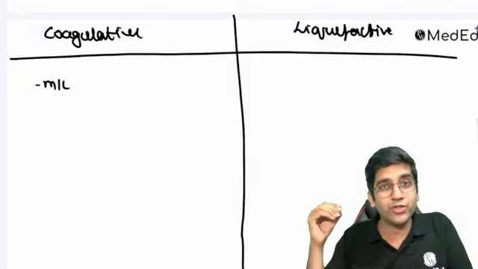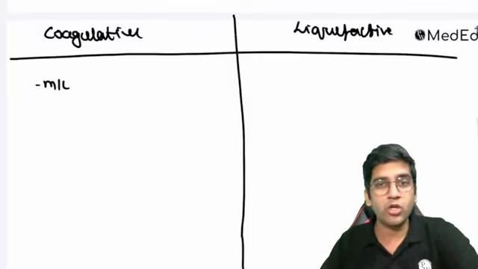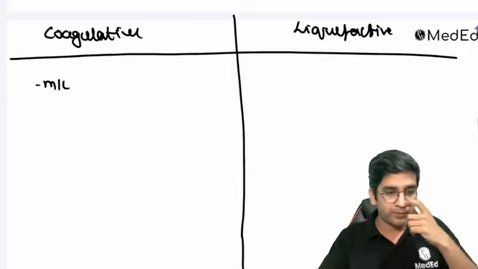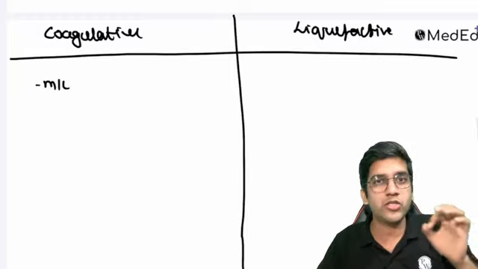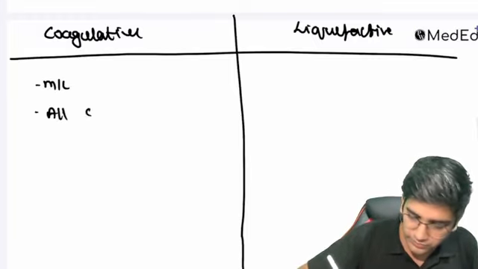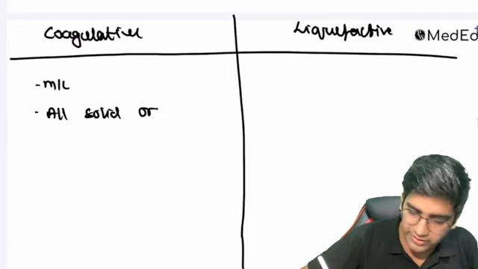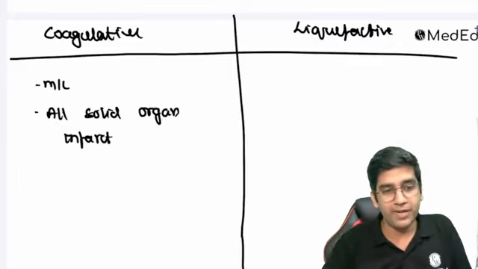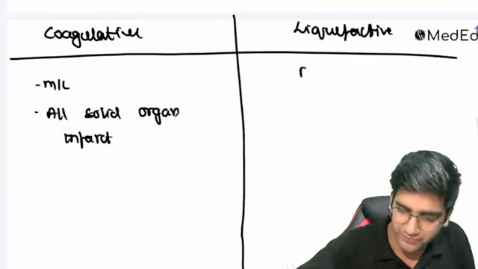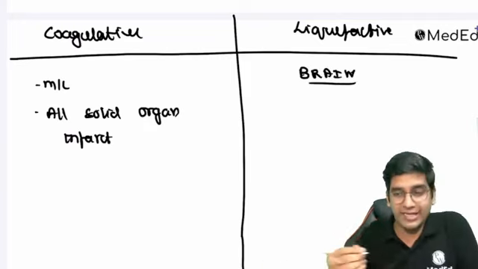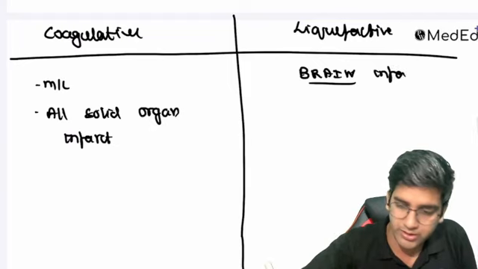You must also have read for sure that coagulative necrosis is seen in all solid organ infarcts except which infarct? All solid organ infarcts except one, where I see liquefactive necrosis, which is brain infarct. You must have known this for sure, right? Brain infarct has liquefactive necrosis.